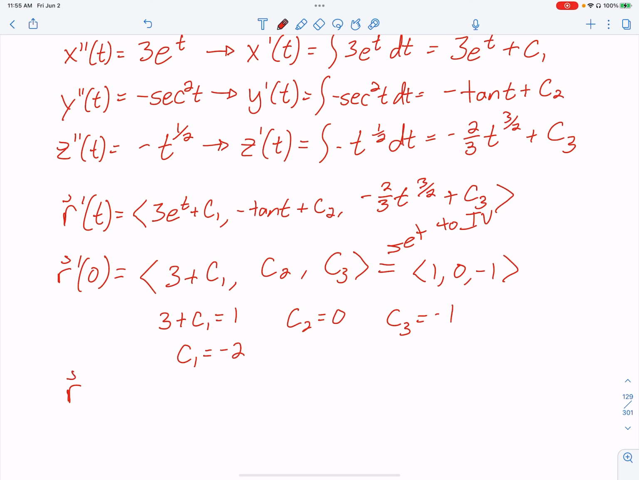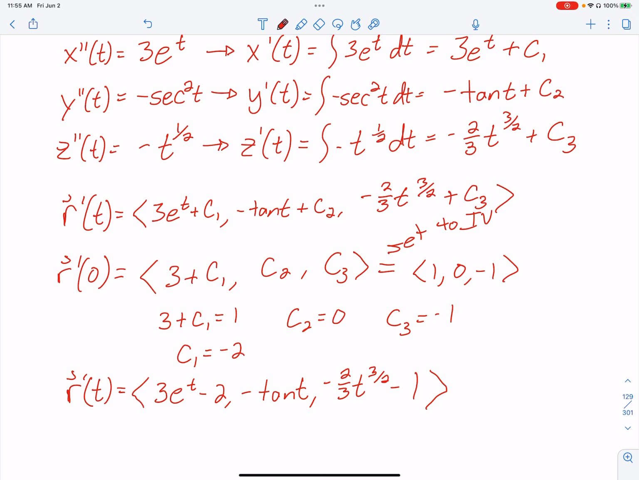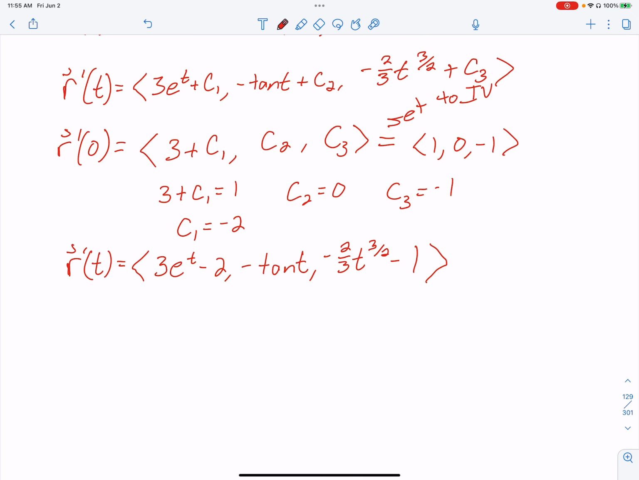So r prime of t is equal to 3e to the t minus 2, negative tangent t, plus 0, and then negative 2/3 t to the 3/2 minus 1. Okay, now I have r prime, and we get to start the process over, going through all my primes.